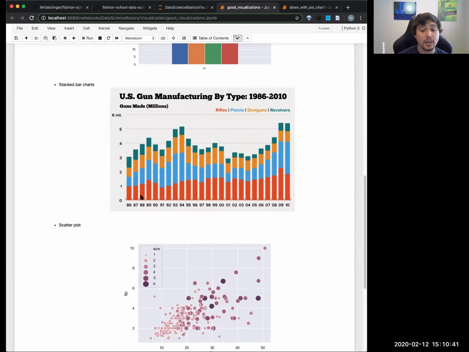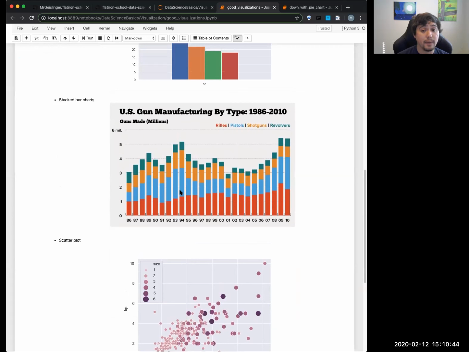You can also see stacked bar charts right here, where we have our different sizes. Note that it's not just how tall the overall bar is, but also the breakdown. You can get a general feel for how much area is being taken up by the whole thing. Here, this is US gun manufacturing by year, by type. Each year, there were about 3 million guns made, and you can see the breakdown of that 3 million: about 1 million were rifles, maybe 0.75 million were pistols, and so on. This is how we use size and length.